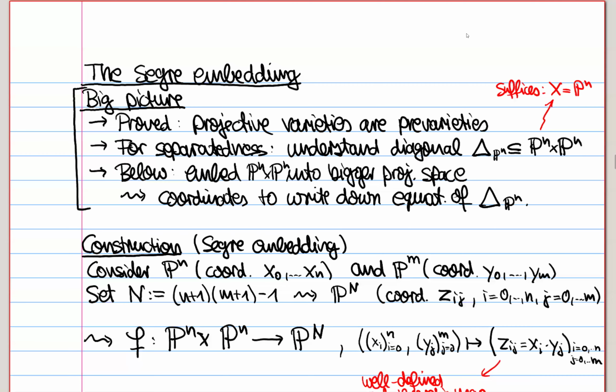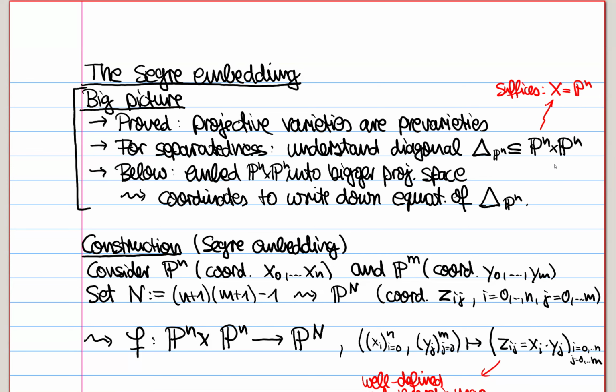In the chapter so far, we have proven that projective varieties are pre-varieties by covering them with some affine patches. But we haven't yet proven that they are varieties, in other words, that they are separated. And so if you recall, for separatedness, what we need to do is understand the diagonal inside the product X cross X.